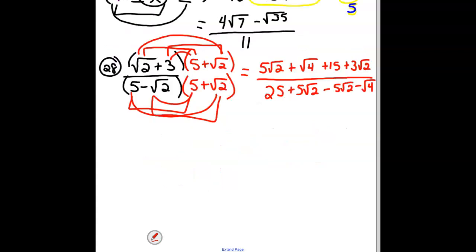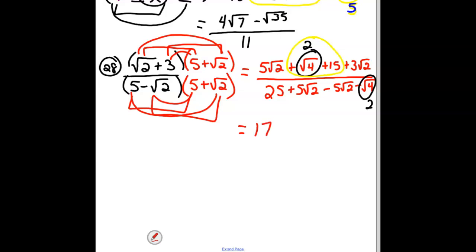All right, we have some cleaning up to do here. First of all, notice that we have a square root of 4 here, which is just a plain 2. Same thing here, we have a square root of 4, that's a plain 2. We can combine pieces that have the same kind of term. So for the numerator, we can combine the 2 and the 15 to make a 17. We can also combine the 5 root 2 and add it to a 3 root 2 because they're both root 2's. So 5 root 2 plus 3 root 2, we get 8 root 2.